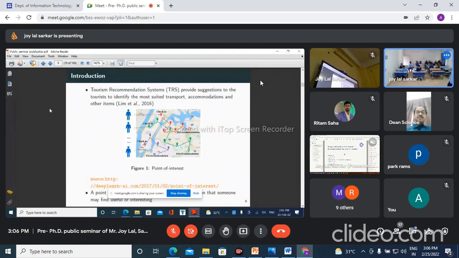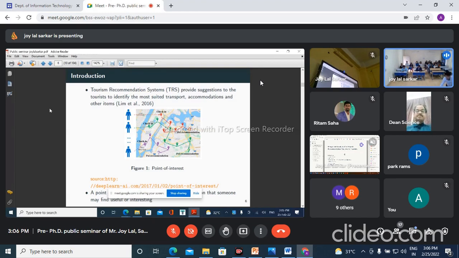It is the introduction. In the introduction, my focus is basically on the tourism recommendation system. Actually, a tourism recommendation system provides suggestions to the tourist to identify the most suitable transport, accommodation, and other items. For the sake of simplicity, I have not mentioned all the items, but we have a lot of items. So you can see that we are here since the morning, and our interest is at the university, some education center. Based on that, our interest will be optimized, or I can say the customer's.